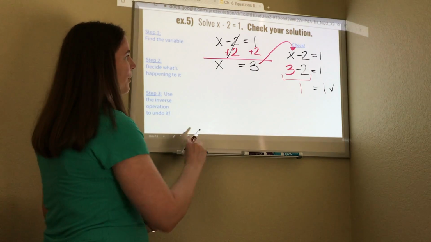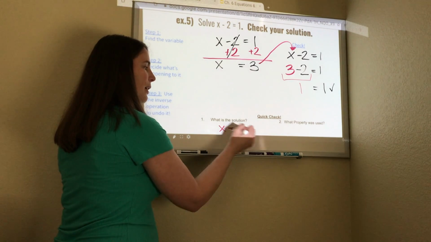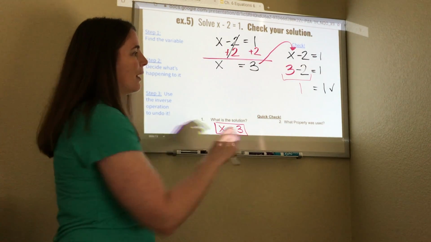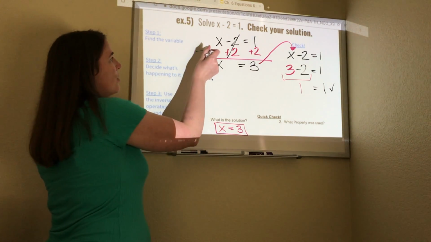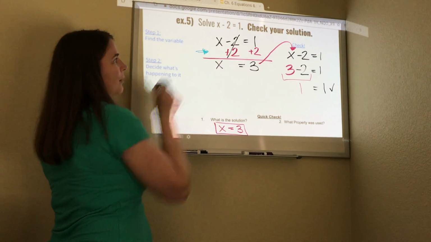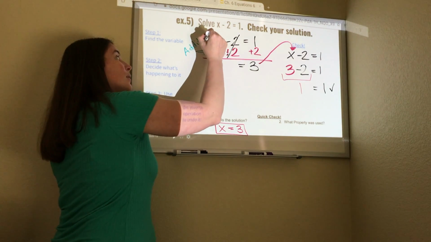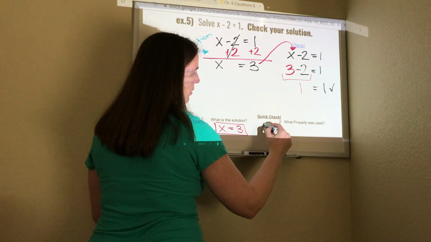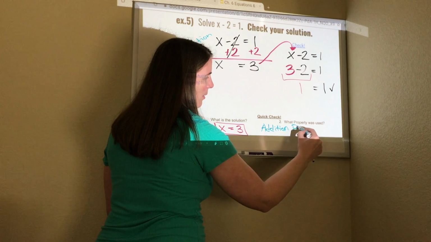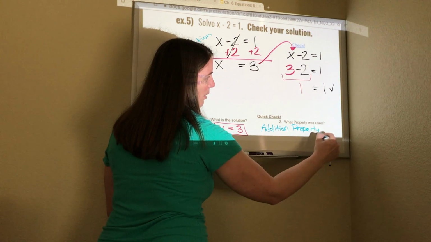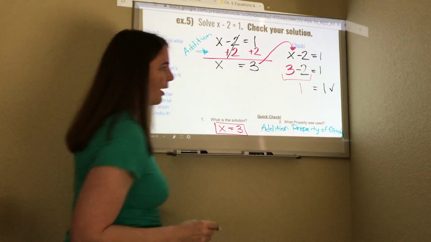The next step that I want to do is write what my solution is. I like to box it. So x equals 3 is my solution. And then what property did we use? Well, let's look up here, up at the top. What did I do to my equation? Yeah, I added, so I used addition. So what property did I use? I used the addition property of equality.